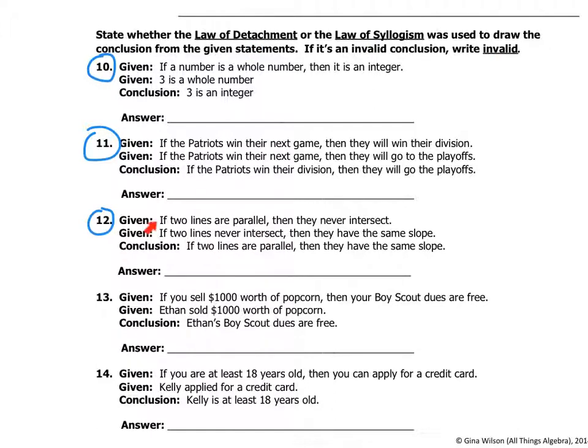Number 12: If 2 lines are parallel, then they never intersect. If 2 lines never intersect, then they have the same slope. So their conclusion: if 2 lines are parallel, then they have the same slope. So they took out this middle piece right here. Which of these 3 would it be? You can just write detachment, syllogism, or invalid.